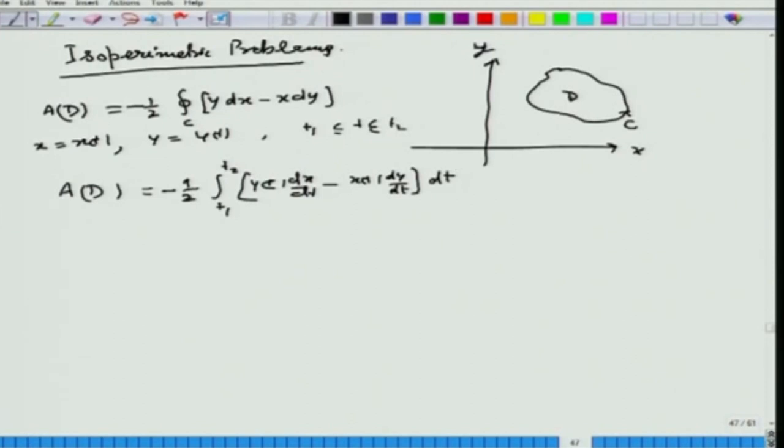So, here we will have this one and then the length of this C curve is given, that is the integral from t 1 to t 2 of square root of d x by d t whole square plus d y by d t whole square.